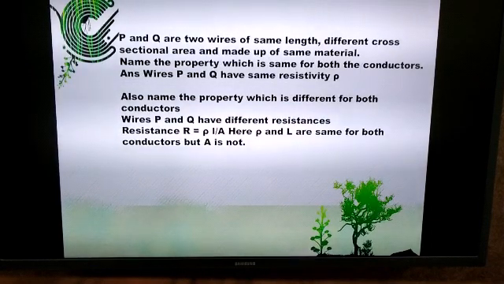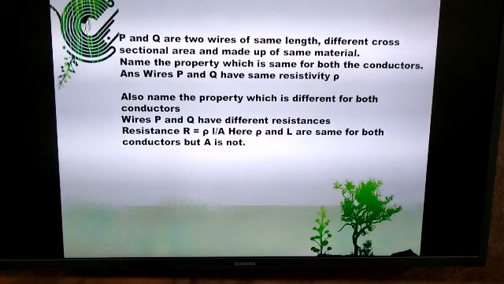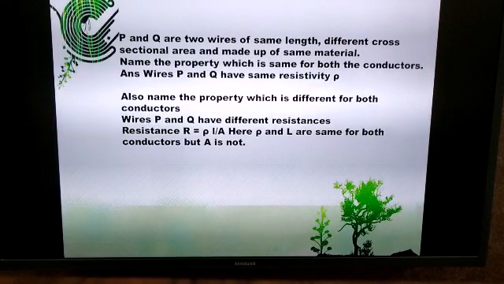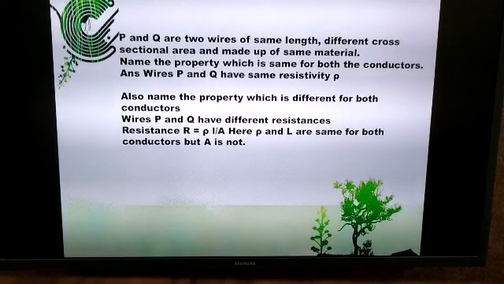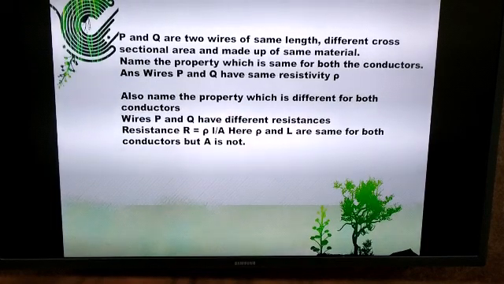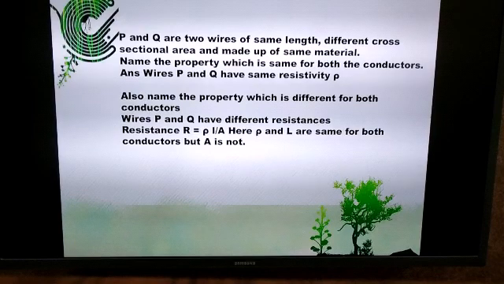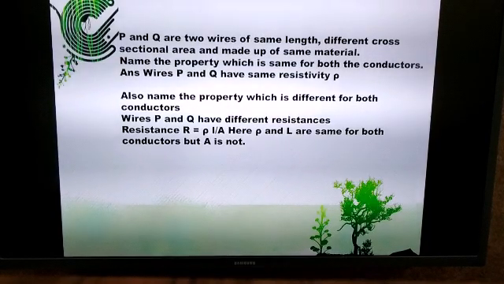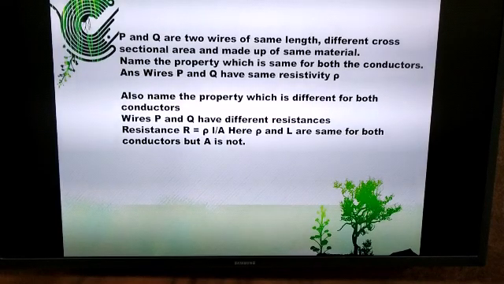Because in Ohm's law we have studied that if there are conductors having the same length, same cross sectional area, made up of the same material and at the same temperature, then only their resistance will be constant. But here there are two wires which have the same length and are made up of the same material, but see, their cross sectional area is different. So if the cross sectional area is different, that means the physical conditions are changing, the physical conditions are not constant. That means these two wires P and Q will have different resistances.